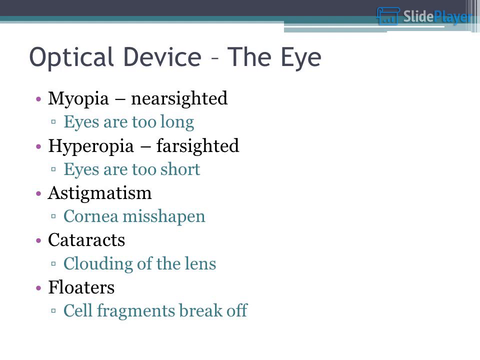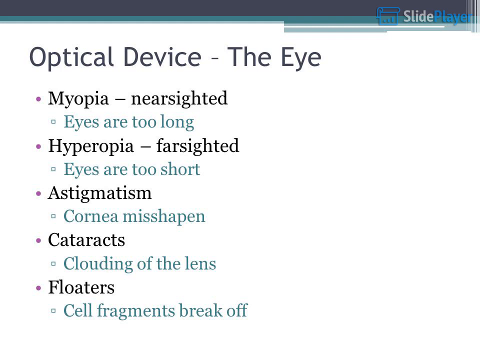Optical device: the eye. Myopia, nearsighted: eyes are too long. Hyperopia, farsighted: eyes are too short. Astigmatism: cornea misshapen. Cataracts: clouding of the lens. Floaters: cell fragments break off.